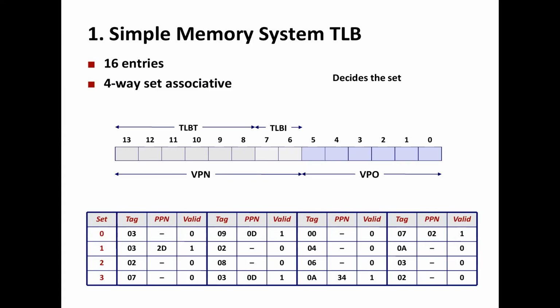So this is why it's called four-way set associative, right? Because this is how we split it. Let's say we have the same TLB index, we have 4 columns, so we can have 4 different tags there, right? So we can store 4 different tags there.